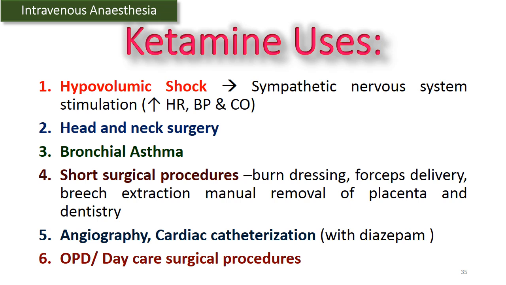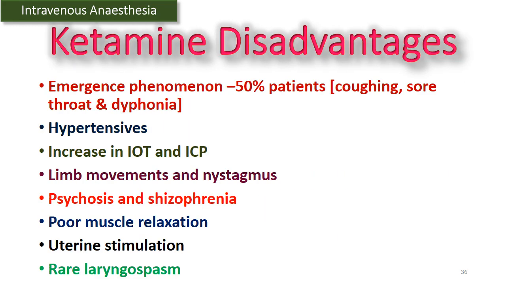It is commonly used for angiography and cardiac catheterization with diazepam, and it is very popular for daycare surgical procedures. There are a few disadvantages of ketamine because it shows emergence phenomenon in 50% of patients, which is characterized by coughing, sore throat and dysphonia. It cannot be used in hypertensive patients because of sympathetic stimulation.